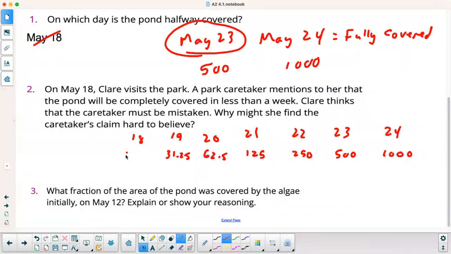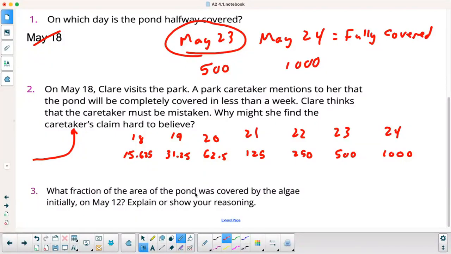It's only like 15.625 square meters. And again, I just made these numbers up to illustrate it, but it's such a small amount out of the full portion of the pond. There's 1,000 square meters and it's only got barely 15 square meters covered. It would definitely be deceiving, but that's how exponential functions work. They go like this and then they shoot up.